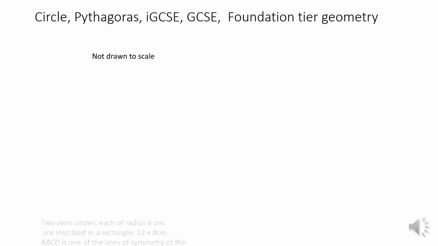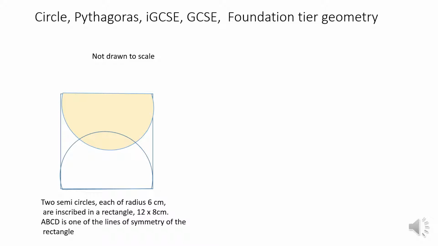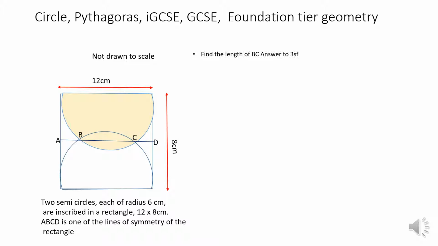It says two semicircles, each of radius 6 centimeters, are inscribed in a rectangle 12 by 8 centimeters. Now, ABCD is one of the lines of symmetry, because in a rectangle where the sides are not equal, you have two lines of symmetry. So the line ABCD is one of the lines of symmetry there. It then says find the length of BC, answer to 3SF.